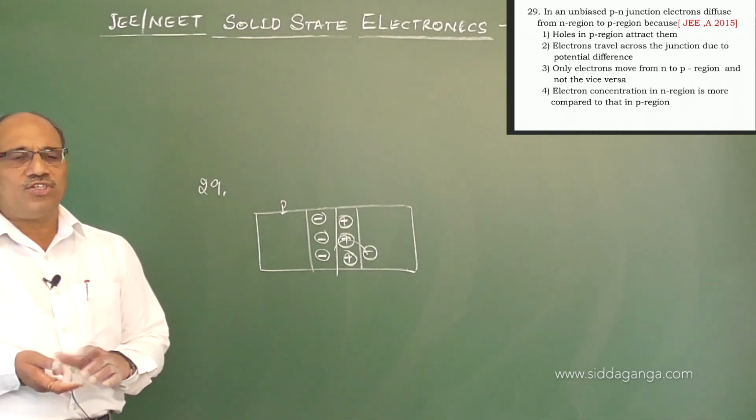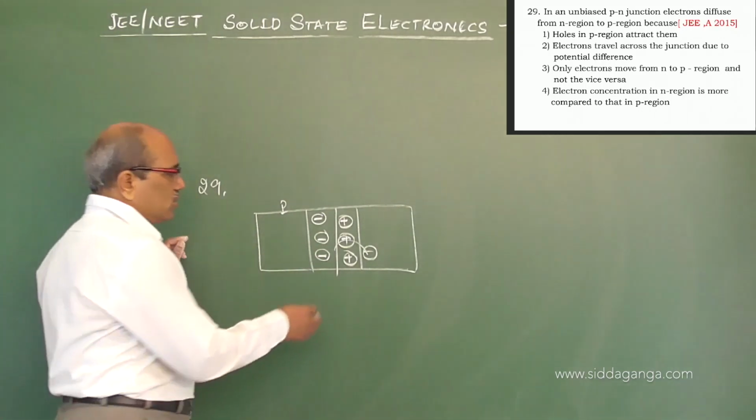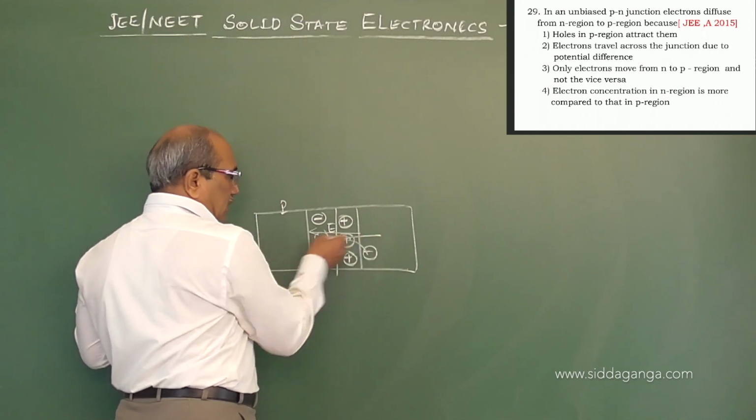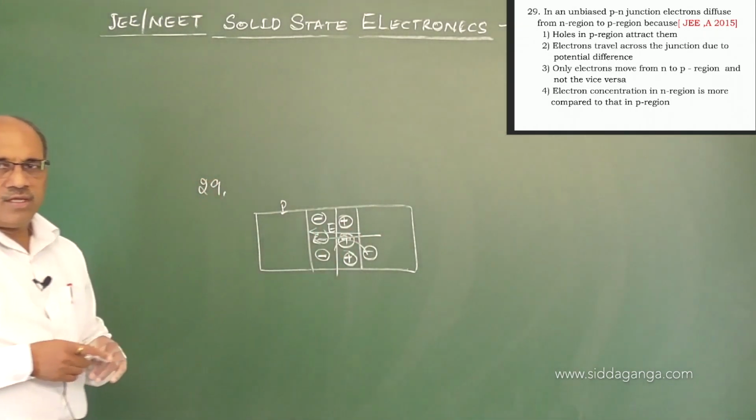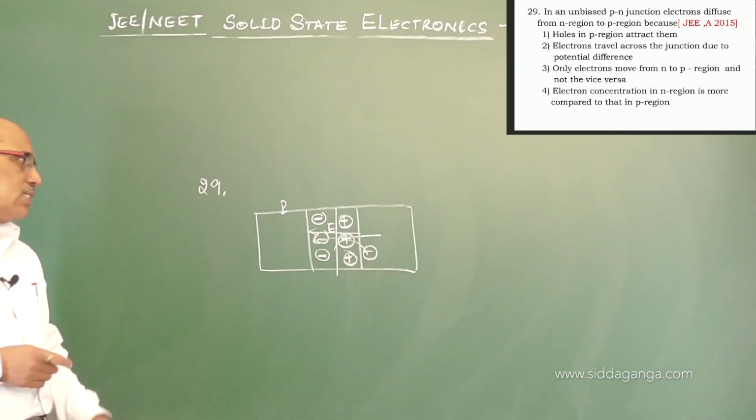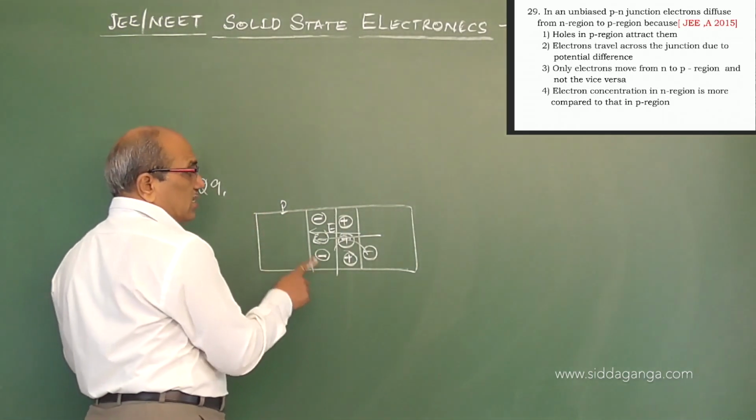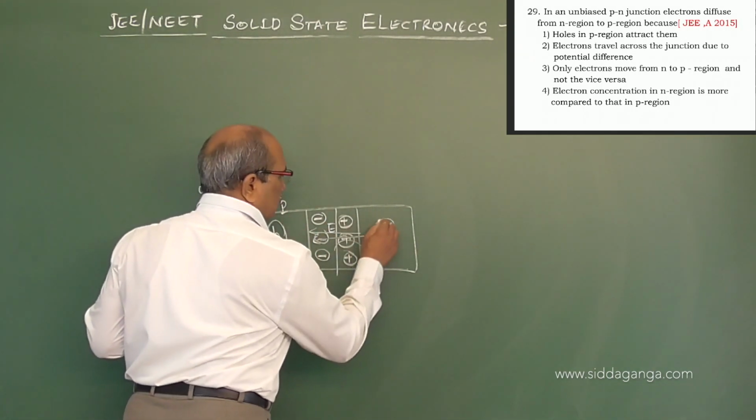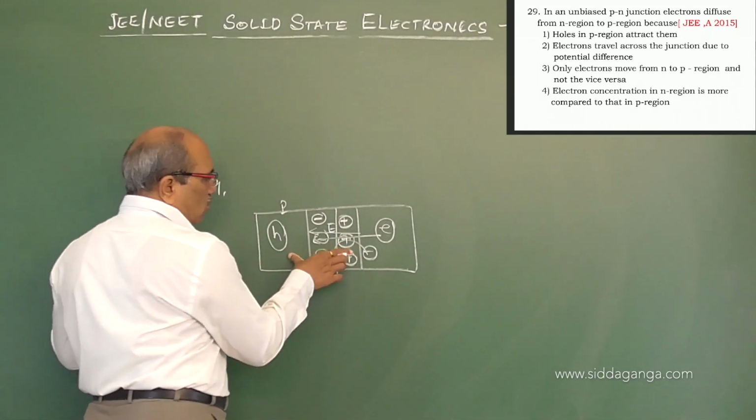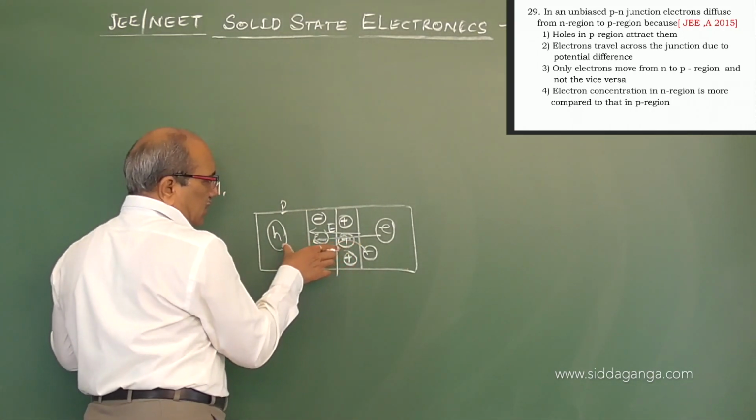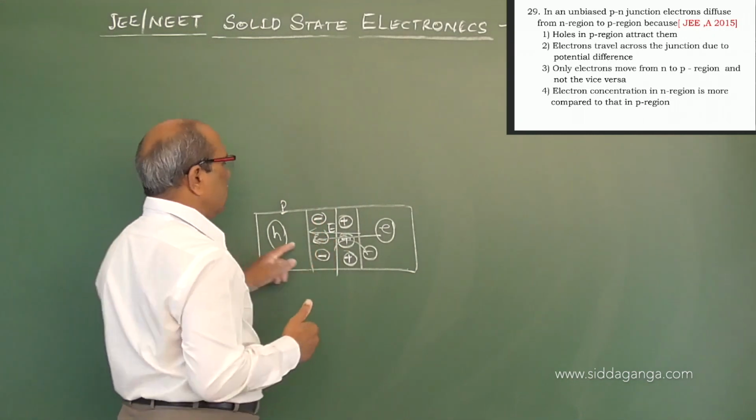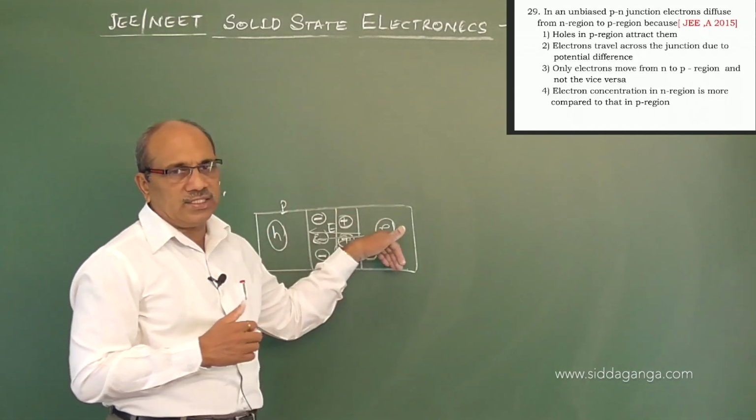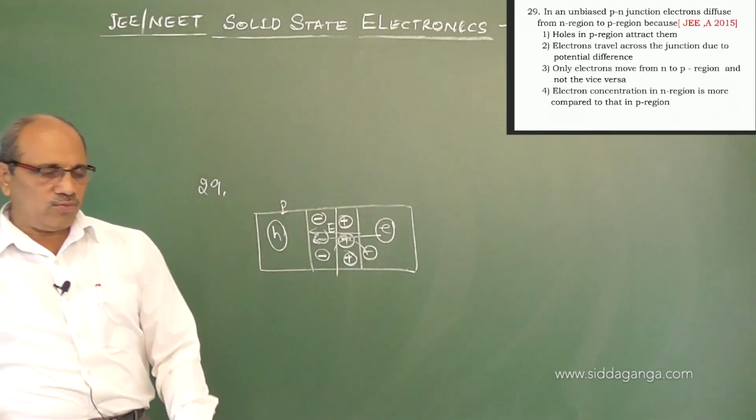Electrons traveling across the junction due to potential difference is not possible, because the electric field that exists due to the potential difference is not allowing the electrons to come to this region. The correct answer is that the diffusion is due to concentration gradient. Here holes are very high in number, here electrons are very large in number. This concentration gradient makes the electrons move across the junction to the P region. Otherwise, holes may go from P region to N region. The correct answer is the fourth one.